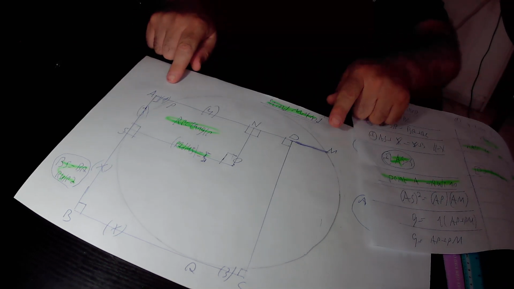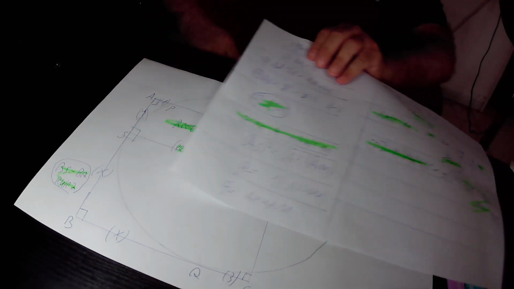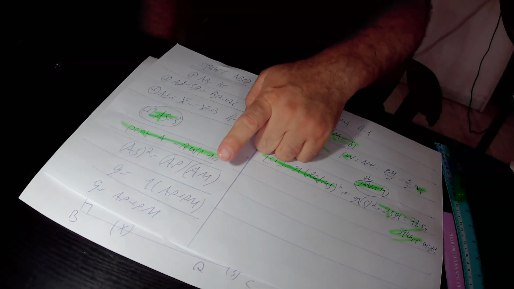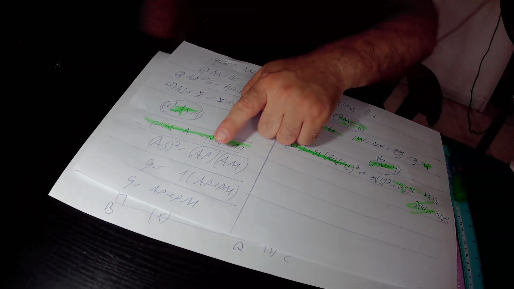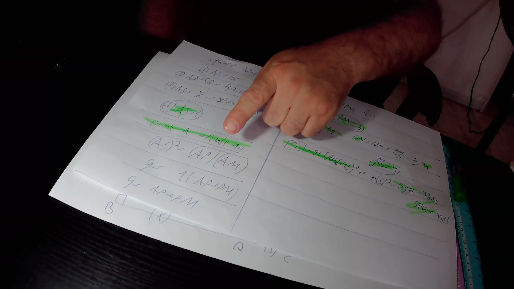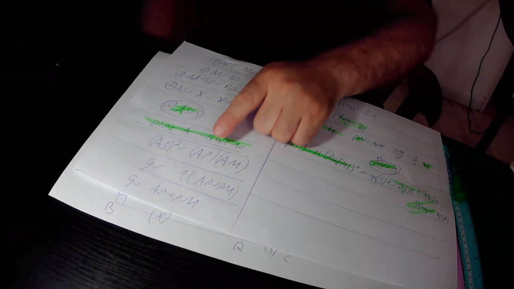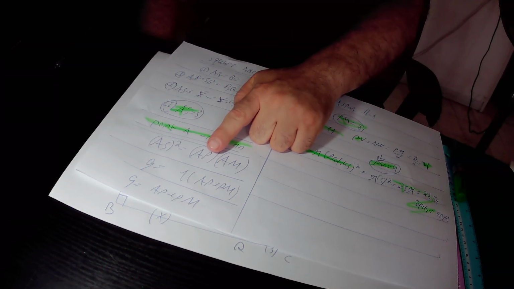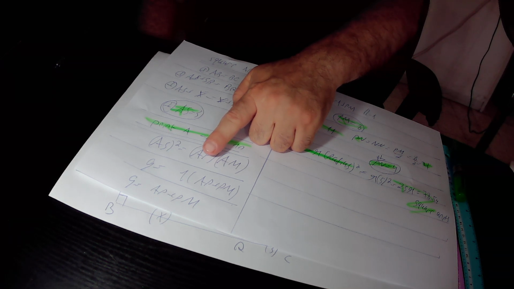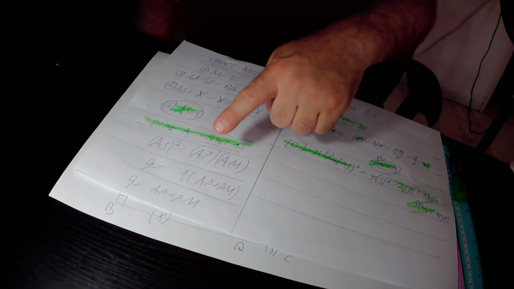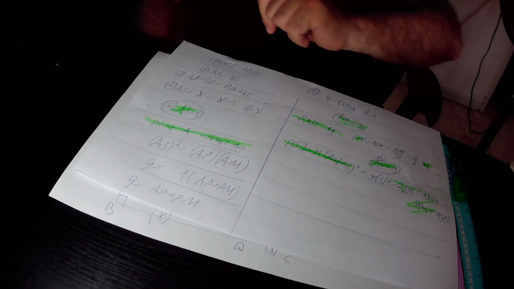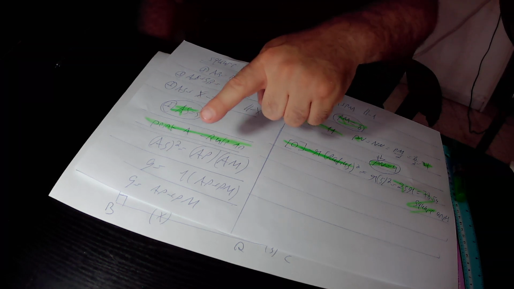AM in total is AP plus PM. So in total, we find that 9 equals 1 times AP plus PM. AP is 1. So here you can ignore the 1 because anything that is multiplied by 1 will not change the value of the expression. Therefore we get that 9 equals AP plus PM.